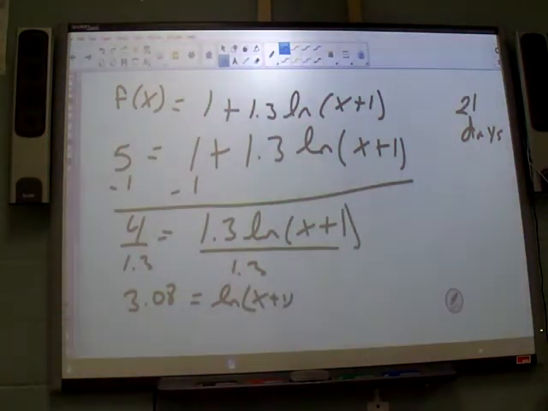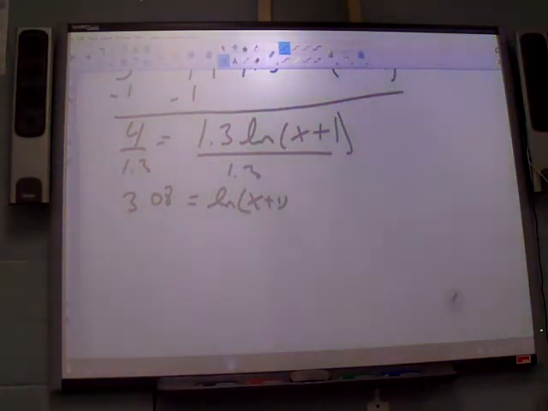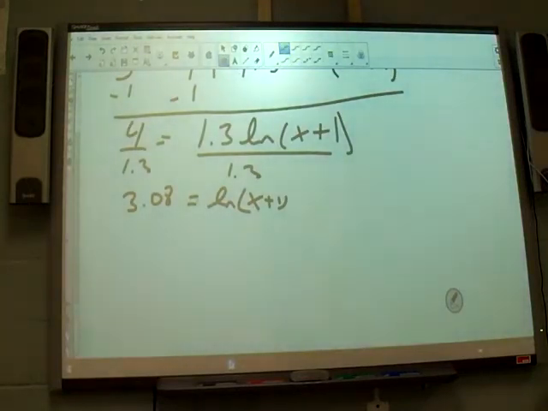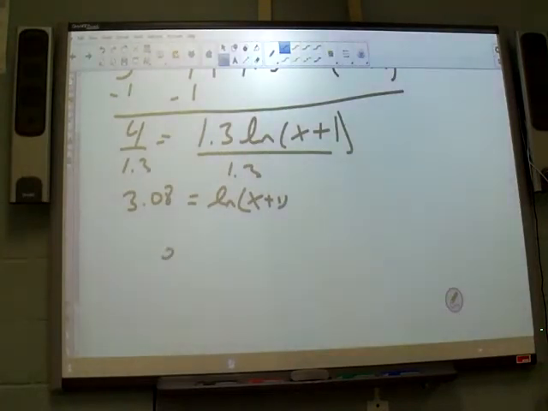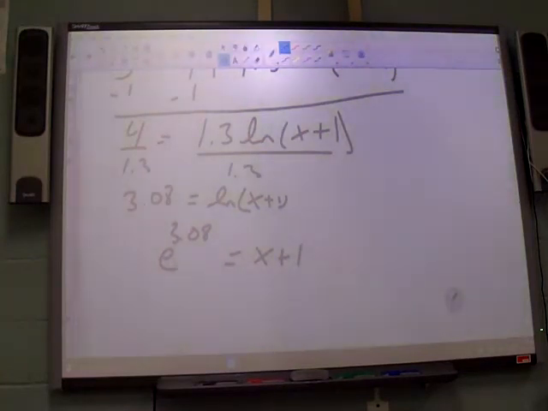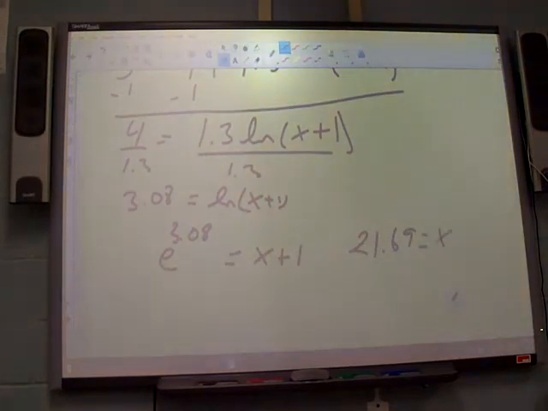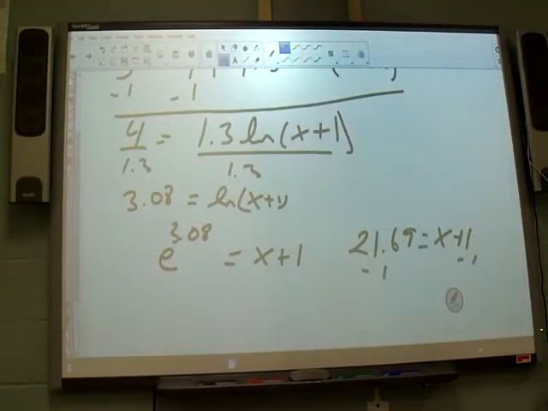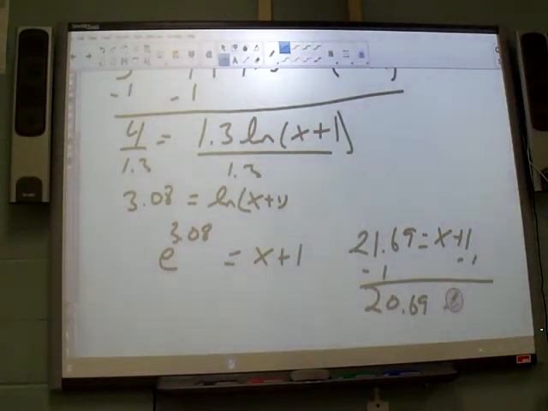So then I had this equation, which y'all have already got the answer way faster than me. This is in log form, so I had to rewrite it in exponential form. Natural log is the same as log base e. So I wrote e to the 3.08 is equal to x plus 1. Then I typed that into the calculator, and that got me about 21.69 is equal to x plus 1. So I subtracted my 1, and I had to round that up to the 21 that y'all got in the calculator a long time ago.